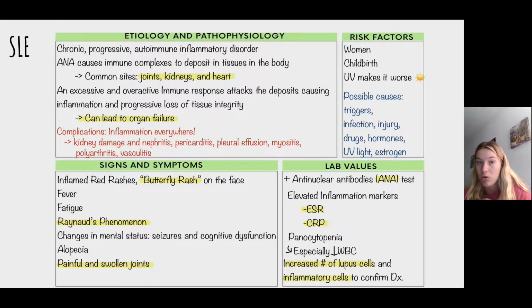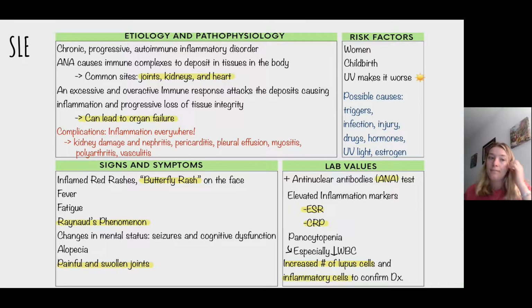So wherever these immune complexes deposit, our body attacks. They can deposit anywhere, but they like to deposit in our organs, so this can lead to organ failure. So what are our complications? Well, our body has massive inflammation everywhere. So we're concerned about kidney damage, nephritis. What if these complexes damage the heart, pericarditis, lungs, pleural effusion, muscles, myositis, polyarthritis, vasculitis?